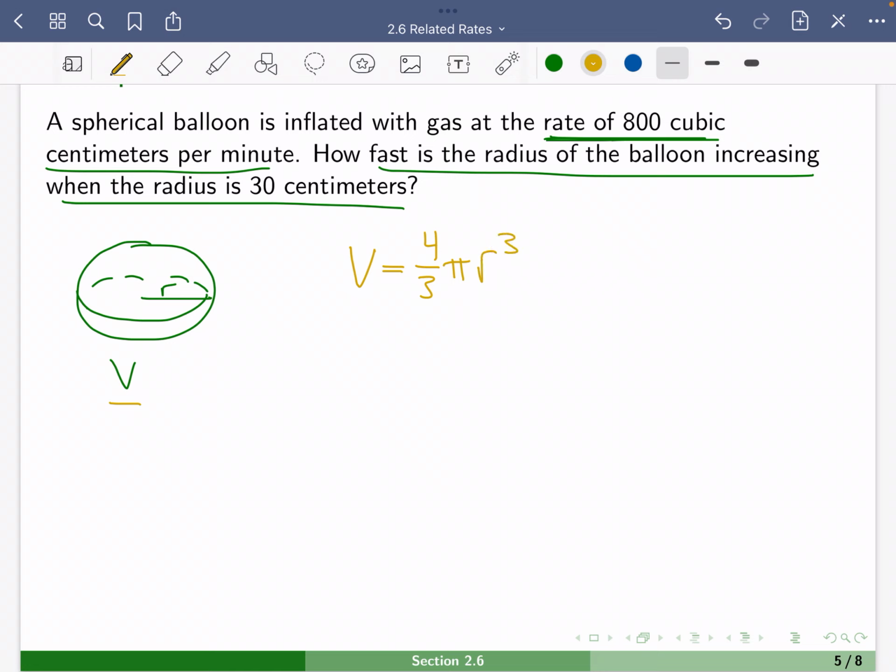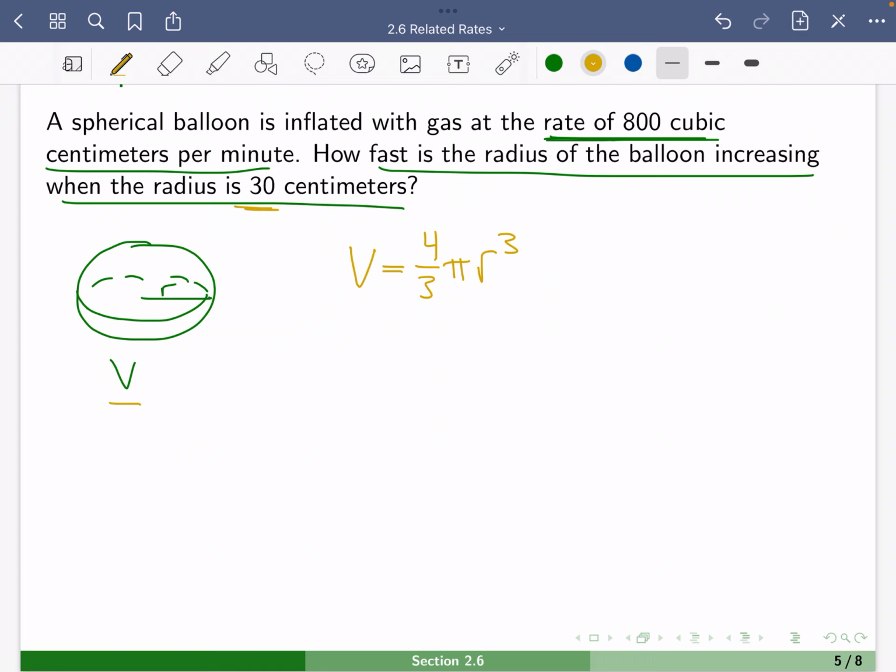Are either one of those fixed values? So we see the radius is 30, can I plug in that value 30 here right now? The answer is no, because that radius is not a fixed value. As we continue to add air into this balloon, that radius is going to get larger and larger, right? So that radius is not fixed. We can't plug in this value, even though we're going to plug in a value of 30 later on. We can't do this yet.